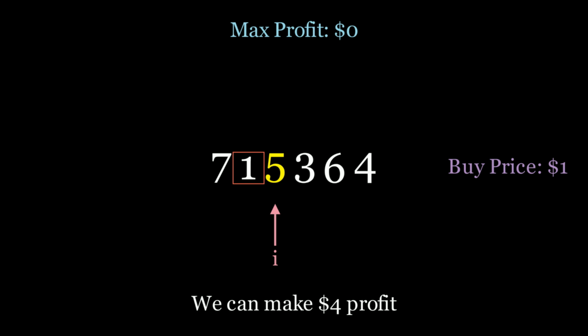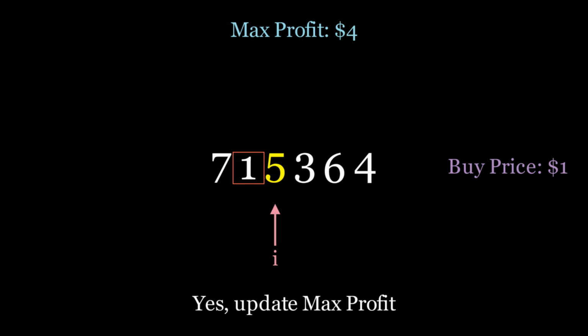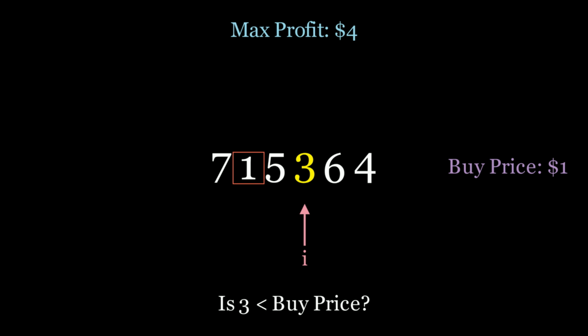Now we're going to update the maximum profit. Is $4 greater than my current max profit? It is, because I could only make $0 up until now. So I'm going to update max profit to be $4. Now we move along to element number 3.